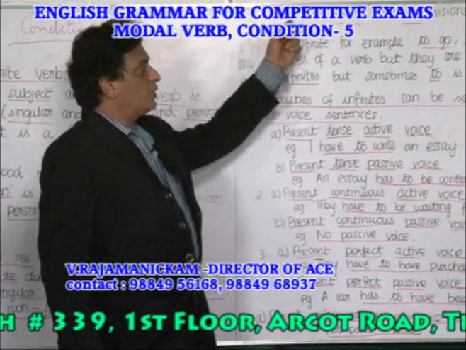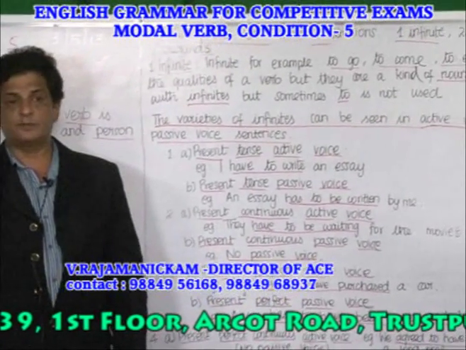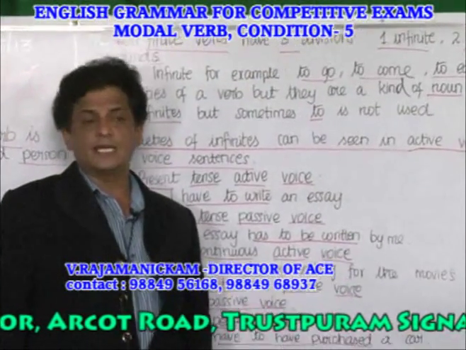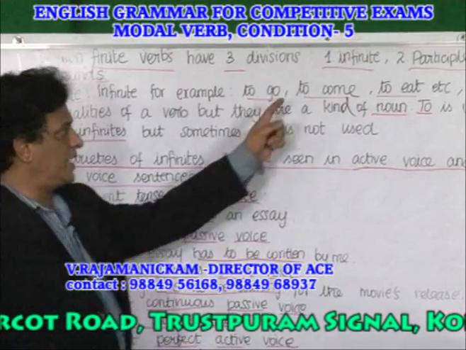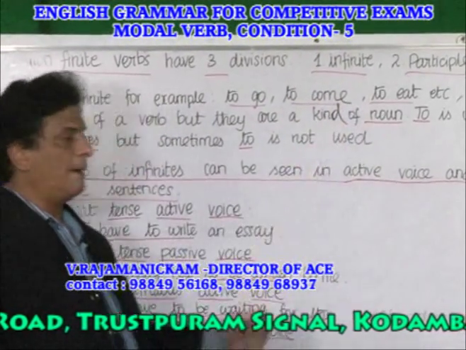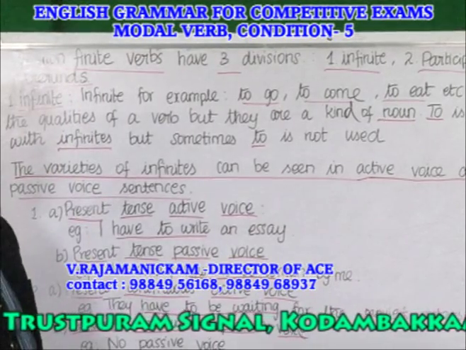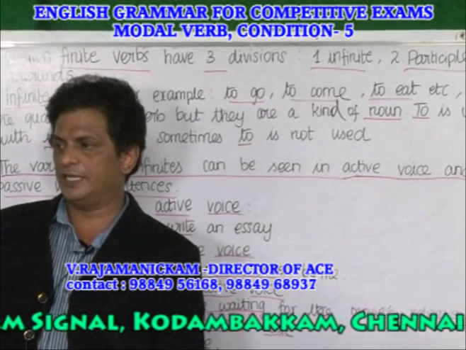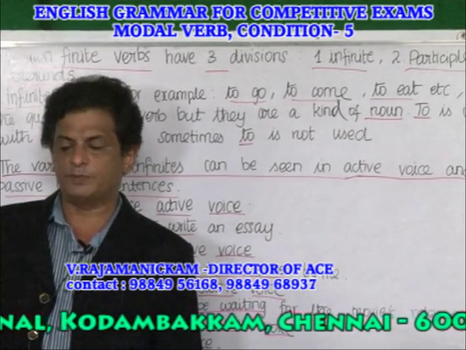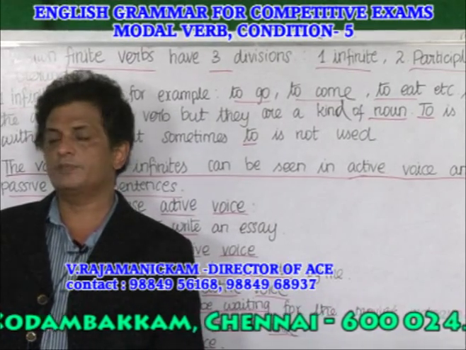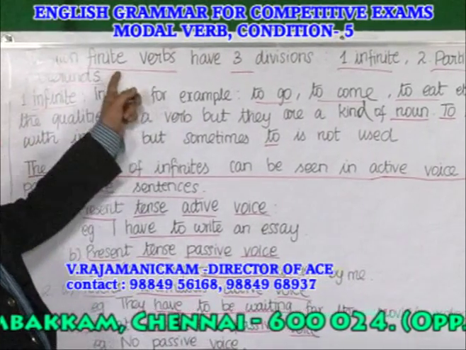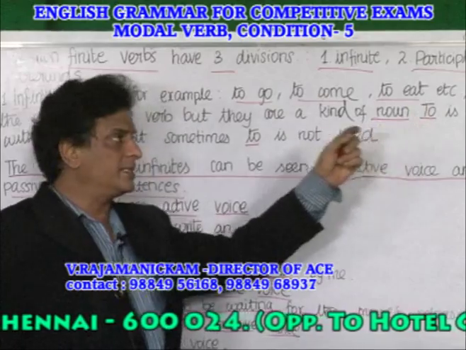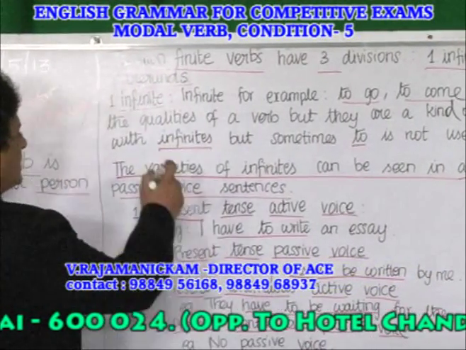Then coming here, the non-finite verbs. Non-finite verbs means what? The verbs which are not in control of subject are in 3 divisions. How many divisions are there? 3 divisions. What are the 3 divisions? Number 1, infinitive. Number 2, participle. Number 3, gerund. So verbs are divided into finite and non-finite verb. Finite is controlled by subject, which has first person, second person, third person. Non-finite verbs are not controlled by subject, and are divided into 3: one is infinitive, number 2 is participle, number 3 is gerund. What is infinitive?